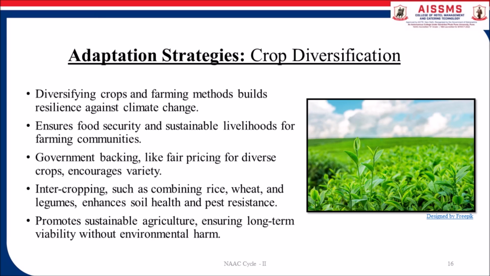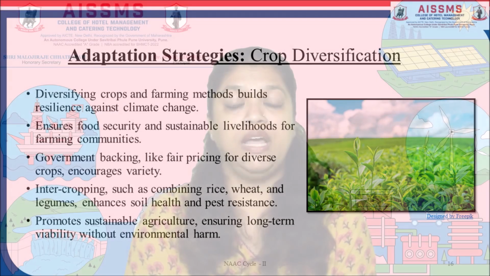For instance, if there's a farmer who grows rice, wheat, and legumes together in the same field, this isn't just good for having different kinds of food, it also makes the soil healthier and helps protect against problems like pests and diseases. It's a way of farming that keeps going strong over time without harming the environment.